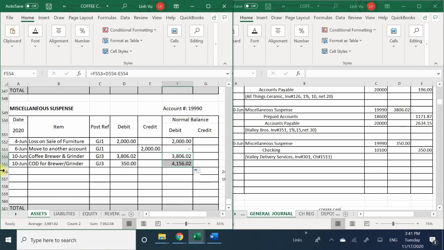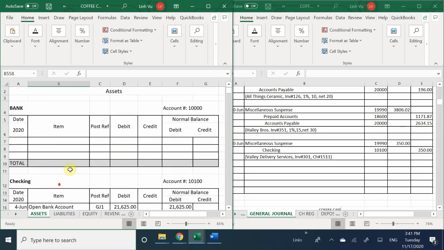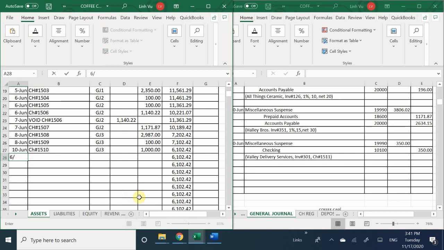Okay. All right. Last thing I'm going to do is go up to my checking account because I need to update that I made a COD payment, right? I wrote out a check, so I need to indicate the check number 1511, General Journal 3, and I wrote a check out for $350, making now my account balance $5,752.42. Wow. We just keep spending, spending, spending. So good.